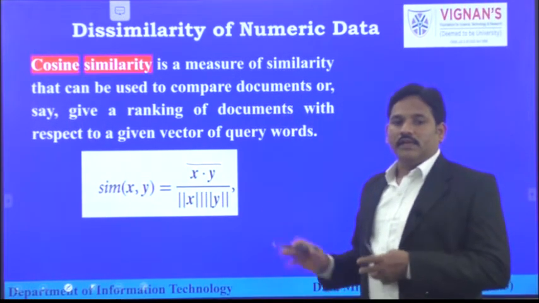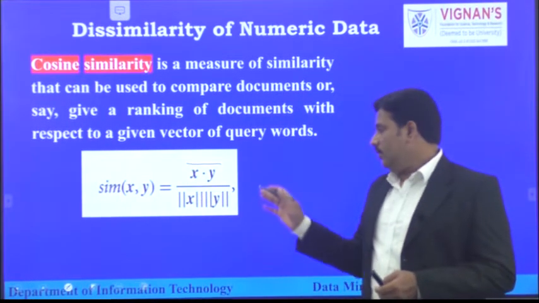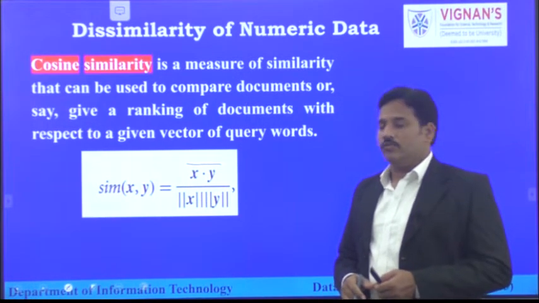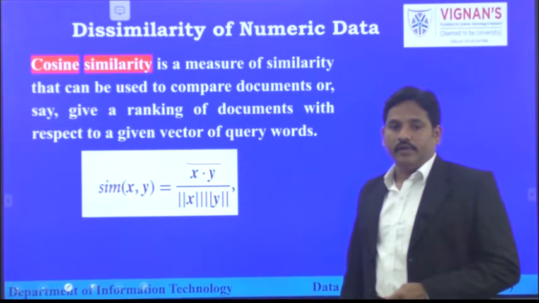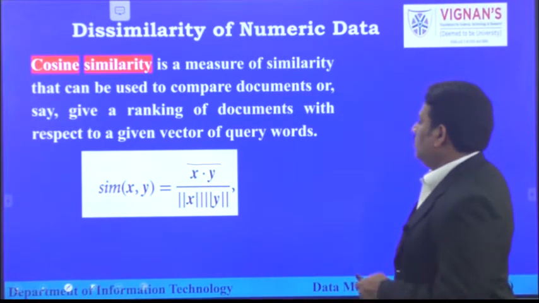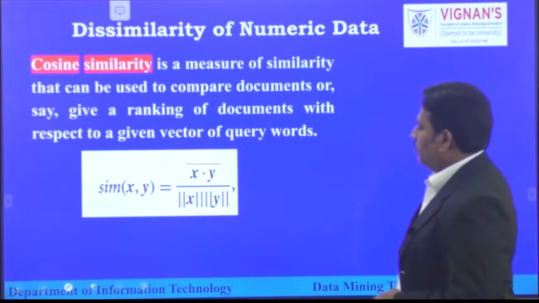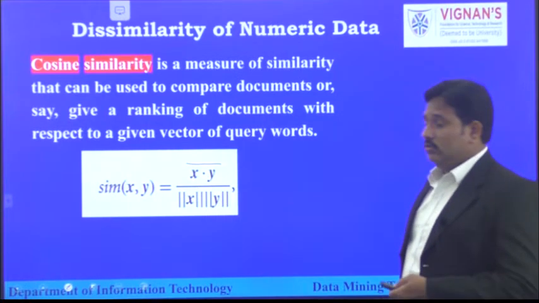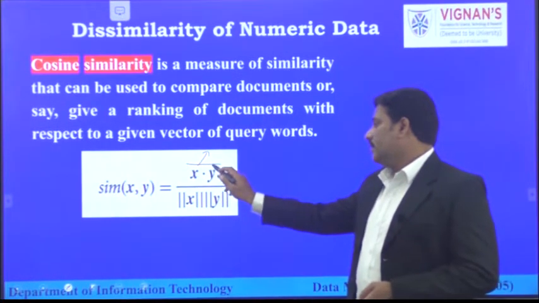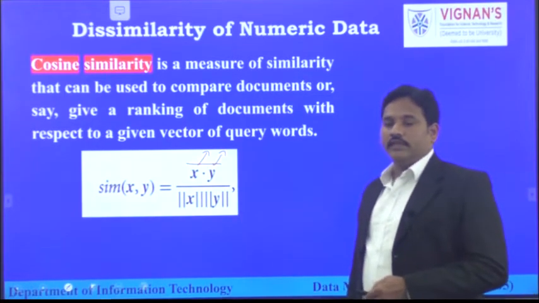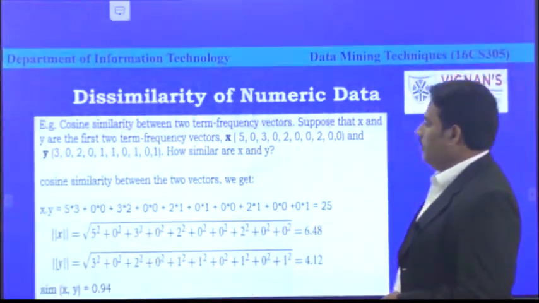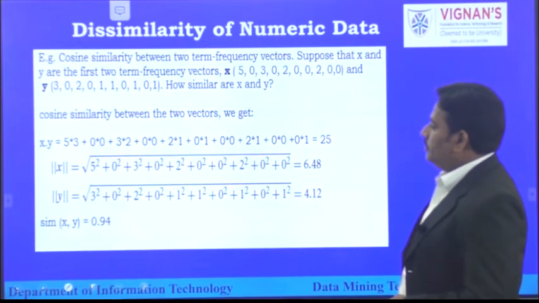Here we take the vector multiplication, the dot product between x and y, divided by the mod of x into the mod of y. Take the dot product between the two data vectors, that is x and y, and divide by the mod of x and the mod of y. That will give the cosine similarity.